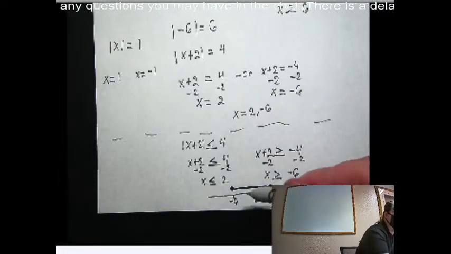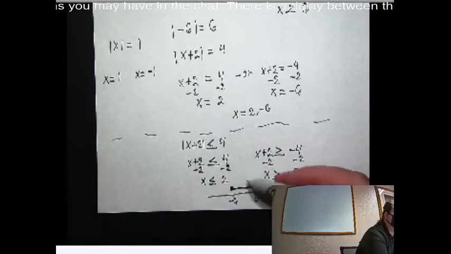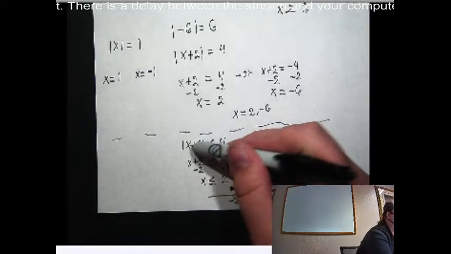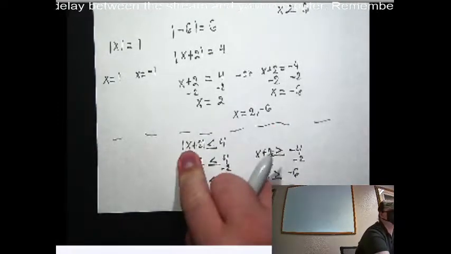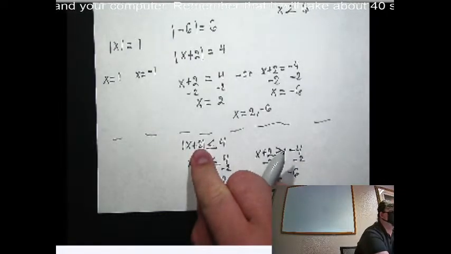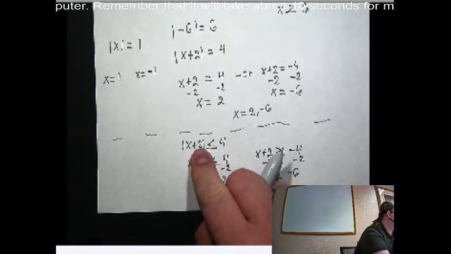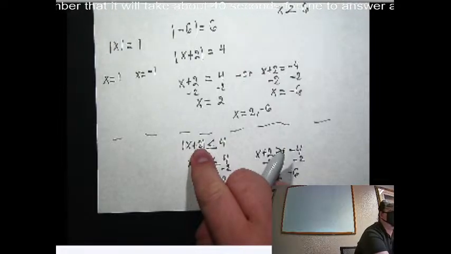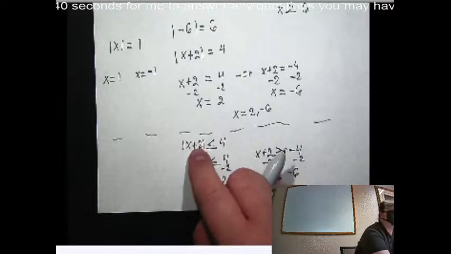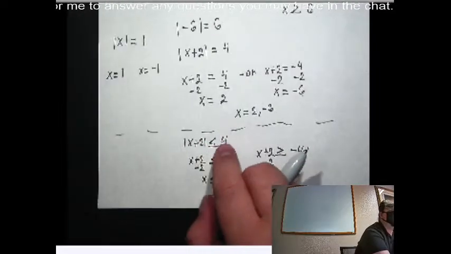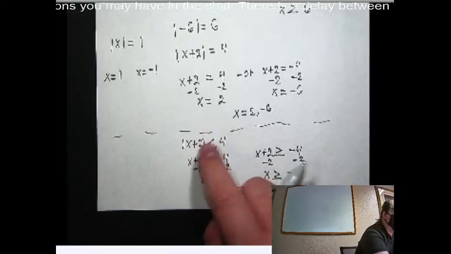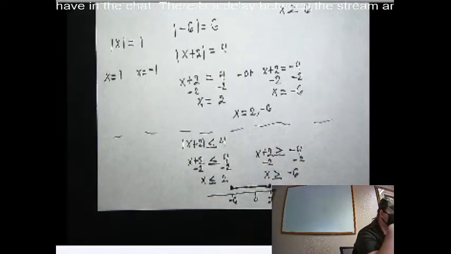So let's pick just a random number. Let's say -1. It's within our solution, so it should work. So if I plug -1 in for x, I have -1 here, so it's -1 plus 2. One. What's the absolute value of 1? 1. Is 1 less than or equal to 4? Yeah, that makes sense. 1 is less than 4. Okay.